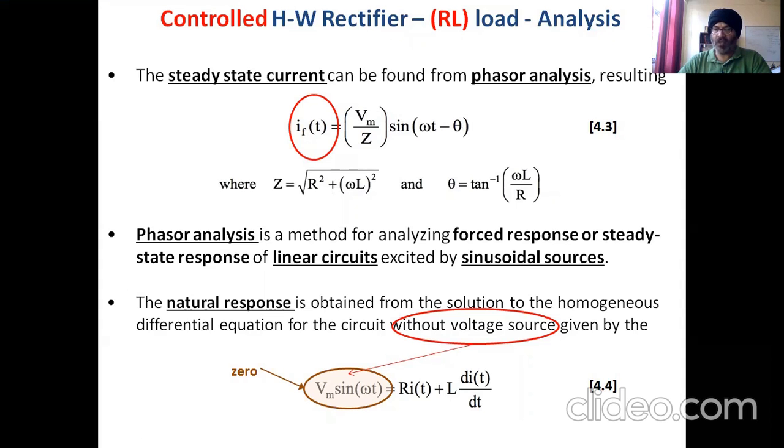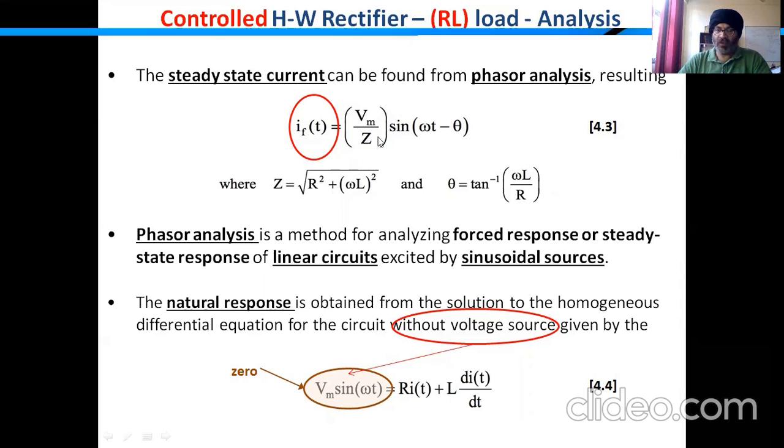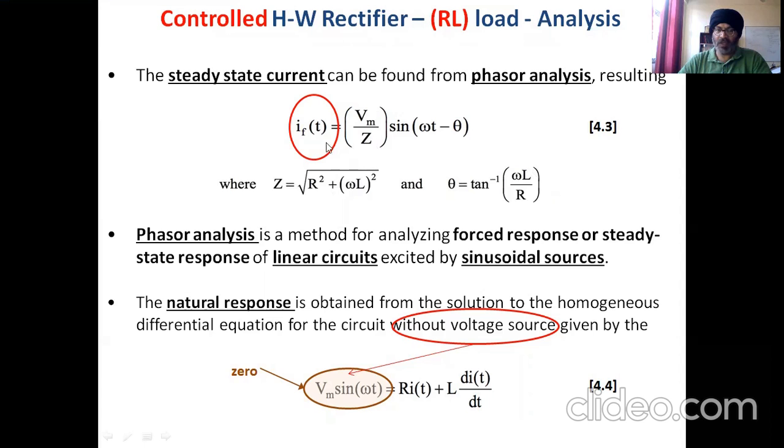In voltage, we do not have any angle, but due to the presence of inductance in the impedance, we get an angle. This impedance is the square root of R square plus omega L square, and this phase angle is tangent inverse of omega L divided by R. So now, about the natural response.